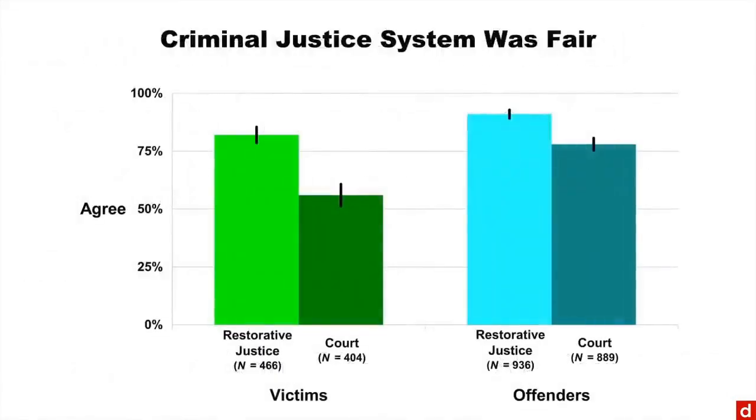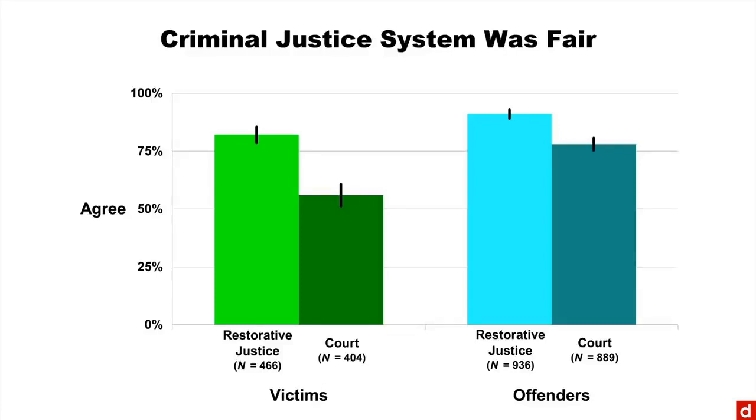This is judgments about whether the criminal justice system was fair. The 2 bars on the left are victims. The 2 bars on the right are offenders. And for each group on the left are people who participated in restorative justice or victim offender mediation, or mediation for crimes. And for each set on the right are people who went through standard criminal procedures. It says court, but it usually means plea bargaining. Anyhow, it's really easy to see that in both cases, the restorative justice bar is higher.